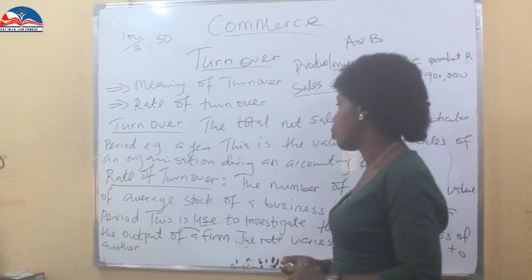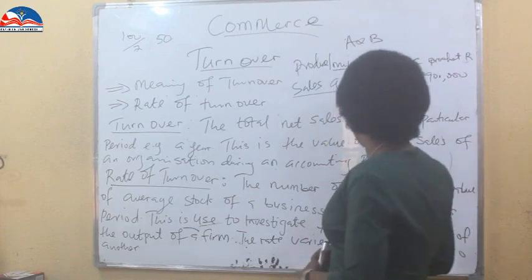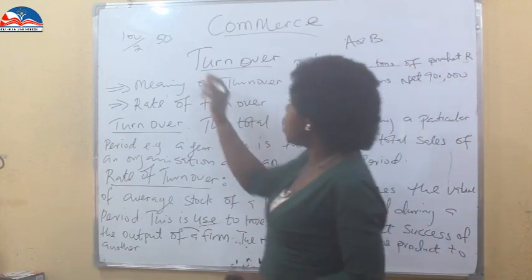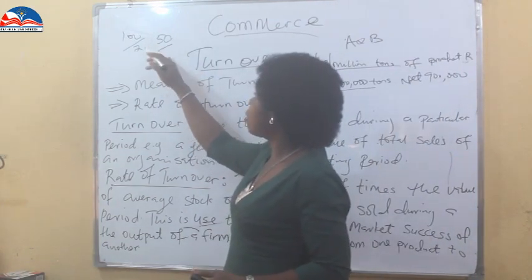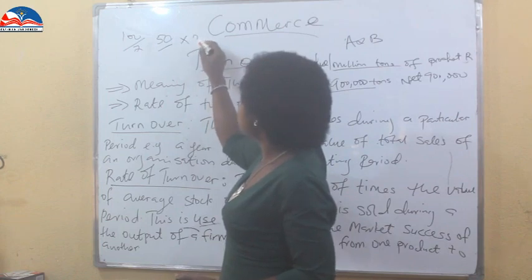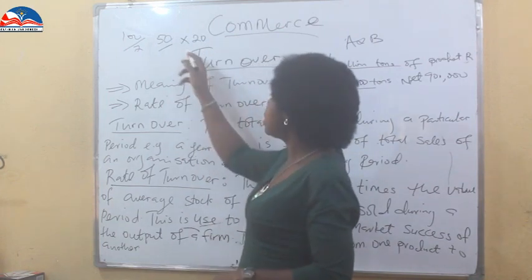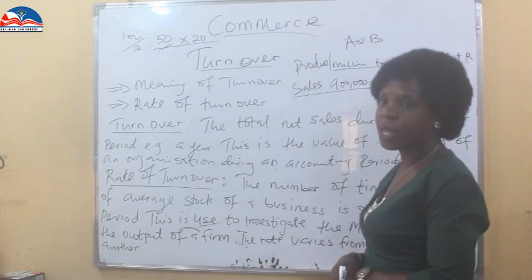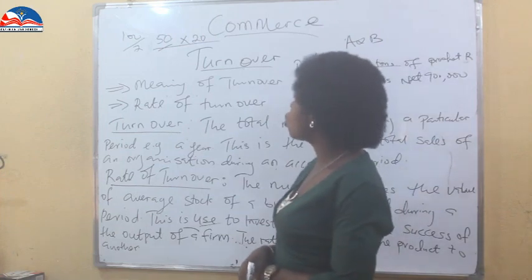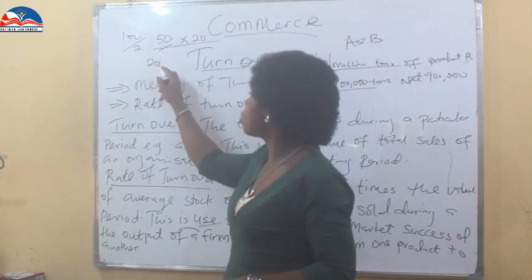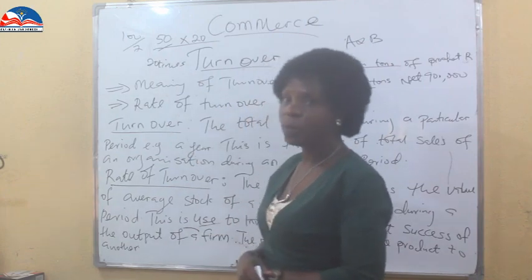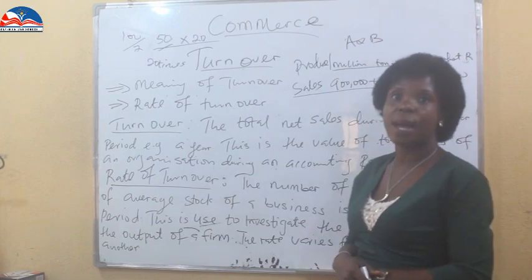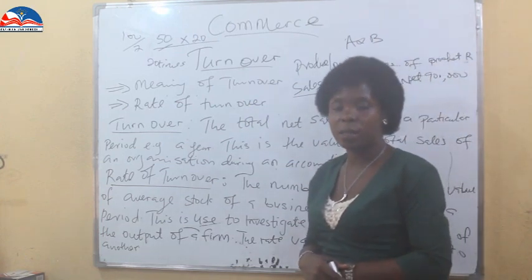What do I call rate of turnover? The number of times the value of average stock of a business is sold. That's to say, if at 50 I restock, and I restock 20 times in a month, this is my average rate of restocking over a period of time. That's to say, my rate of restock has to do 20 times in my accounting period.